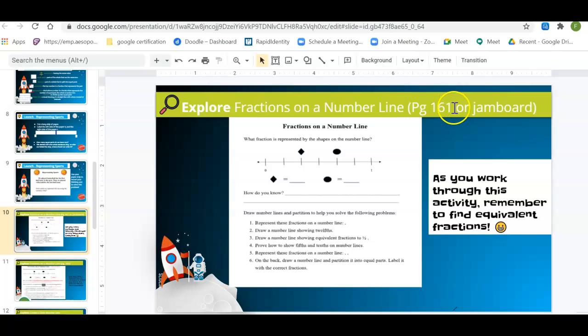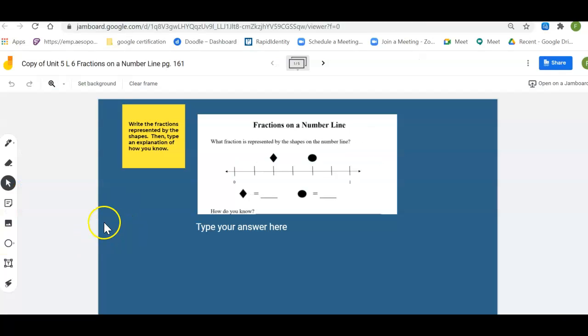So you can do it on page 161, or there's a Jamboard for this. There's a Jamboard that's also been assigned to you to work on. This is a picture of what page 161 looks like, and I'll show you the Jamboard for that also. So this is the Jamboard for page 161. It's just showing you a picture of what it looks like on page 161, and you'll be able to put your answer down in here. It says write the fractions represented by the shapes, then type an explanation of how you know.